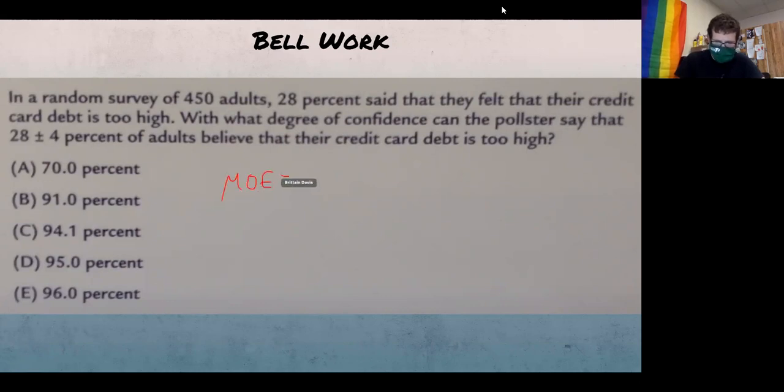So we can remember that our margin of error equals our critical value, in this case z star, times the standard error, which is the square root of p hat times 1 minus p hat, all over n. So we have the numbers that we need. The margin of error is 0.04. We do not know the critical value. That's actually what we're solving for. Now if we plug in our p hat, we get 0.28. 1 minus that is 0.72, divided by the sample size, which is 450.